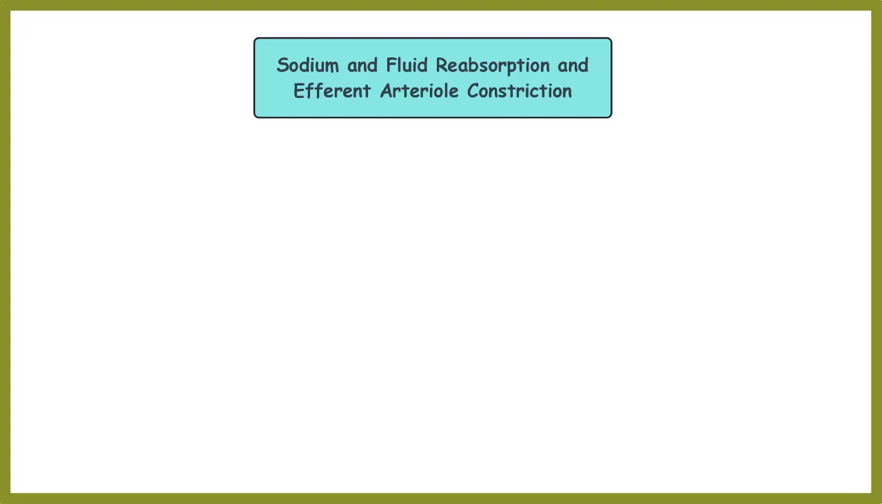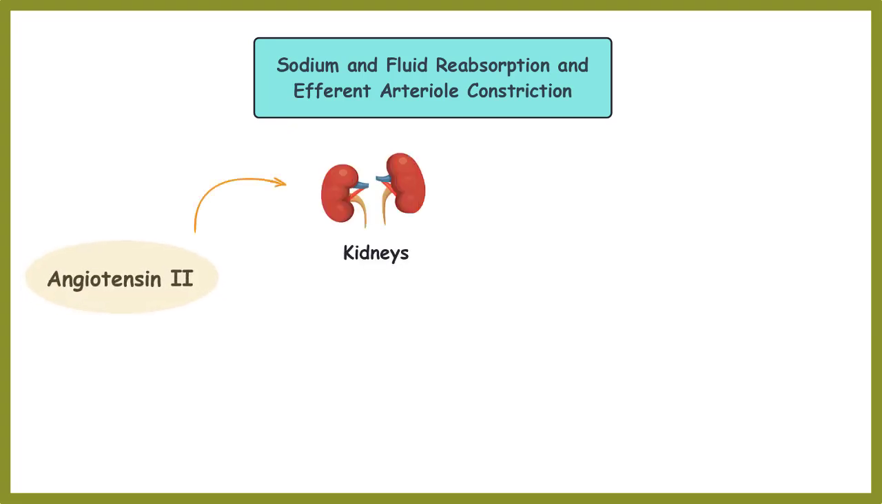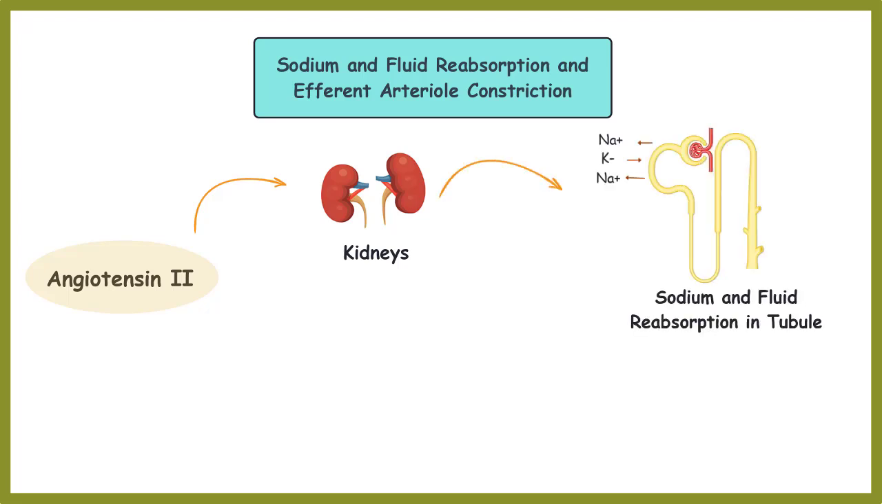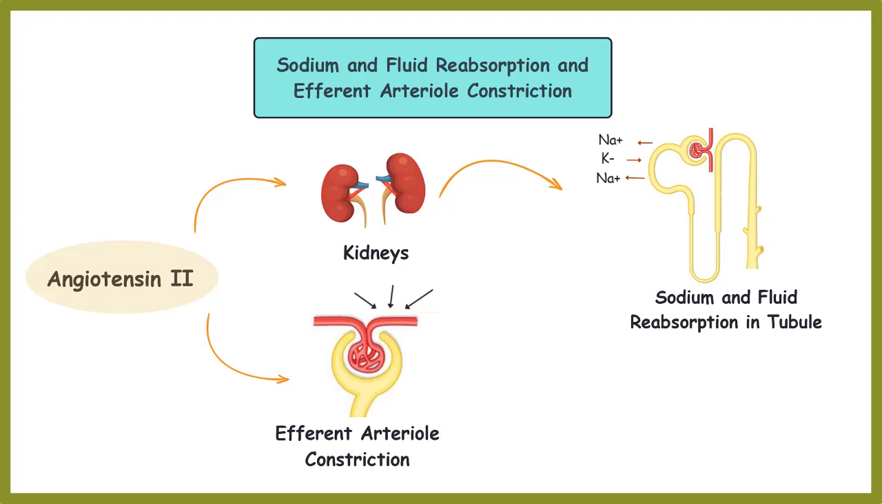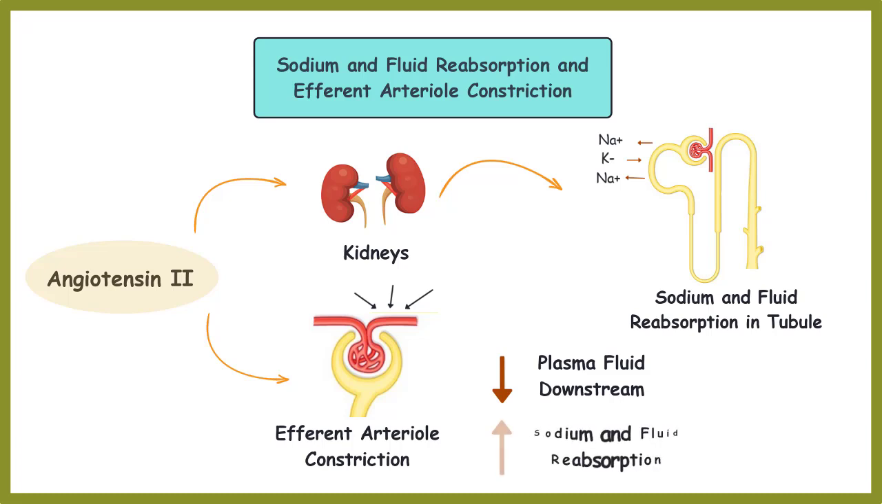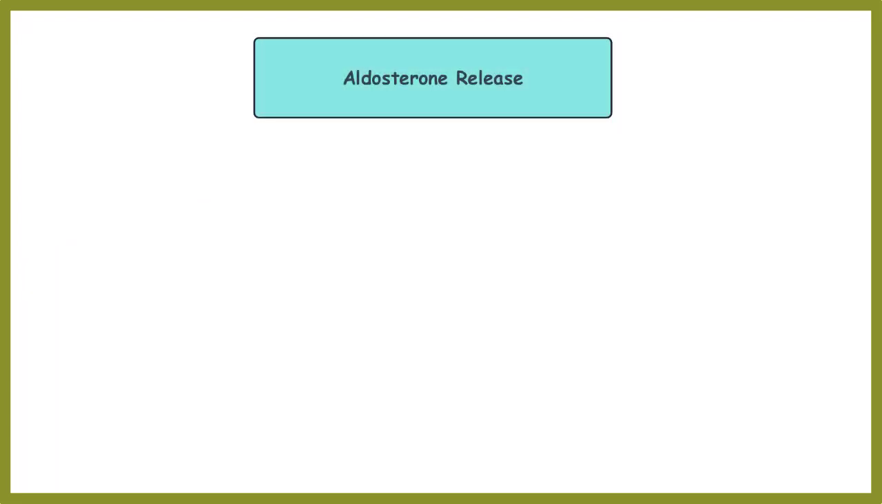Third is that it directly acts on kidneys to reabsorb sodium and fluid, and causes afferent arteriolar constriction. Angiotensin II operates directly on the kidneys to reabsorb sodium by stimulating the sodium ion and hydrogen ion channels in the proximal tubule. In order to maintain acceptable GFR, it also constricts afferent arterioles in the kidney. This will result in less plasma fluid downstream of the afferent arterioles, increasing sodium and fluid reabsorption from the renal tubules even more.